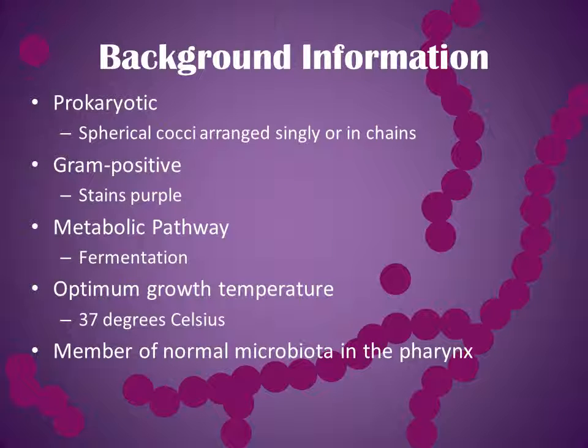It is a prokaryotic bacterium, which means that it has a thick cell wall that the crystal violet dye used for the gram stain will adhere to. So Streptococcus pyogenes will stain purple in order to view it under the microscope and also to differentiate from gram-negative bacteria. Streptococcus pyogenes is a spherical, coccus-shaped microorganism that is arranged singly or in chains, and its metabolic pathway is fermentation. Its optimum growth temperature is 37 degrees Celsius, which makes sense because it is inhabited in our bodies as a member of the normal microbiota in the pharynx.